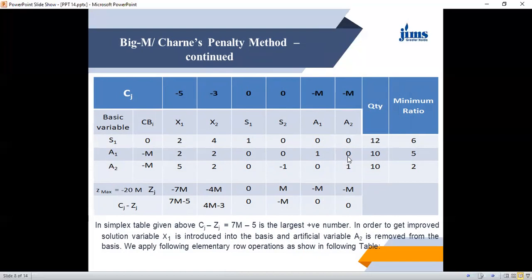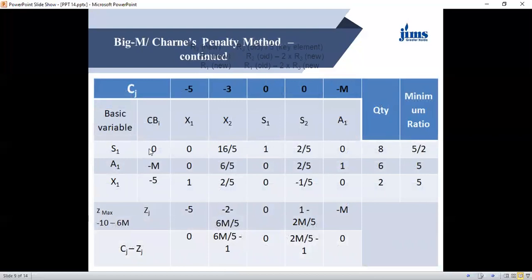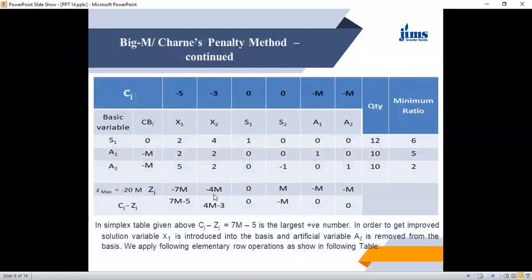Now the A2 column is no longer required. So in the next column, we write only X1, X2, S1, S2, and A1. Here in this column, S1 has a contribution of 0, S2 has a contribution of minus m, A1 has a contribution of minus m, and X1 has a contribution of minus 5. Minus 5, S1 has a contribution of 0, and A1 has a contribution of minus m. So we write here. Then the key column is converted by dividing all elements by the key element.